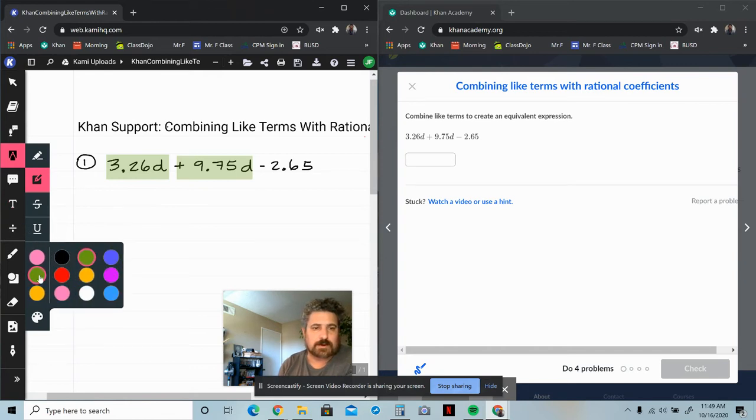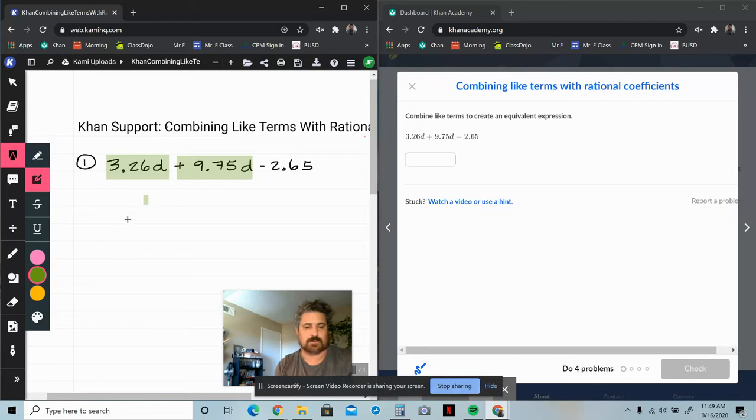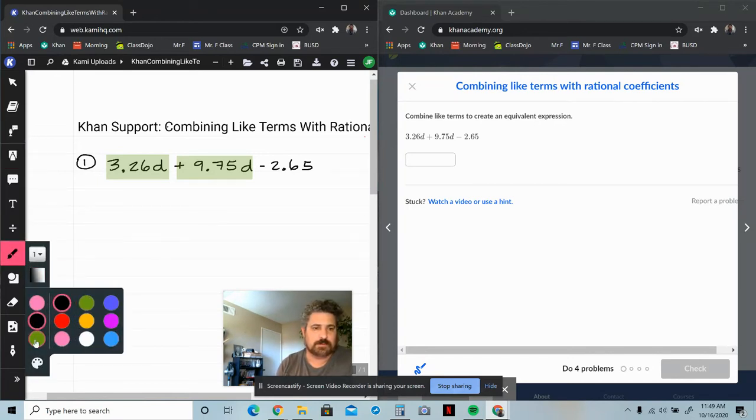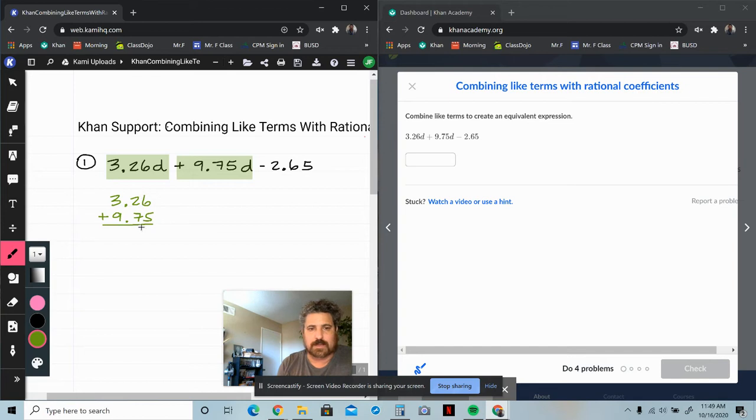So let's combine our d's. We have 3.26 plus 9.75. They're both positive. We're going to add them together. So just line up your decimal and do your math. So ultimately, for this problem, you would just get 3.26 plus 9.75, and you are going to add those together, and it's going to be the net number of d's. So what's 6 plus 5? 6 plus 5 is 11.